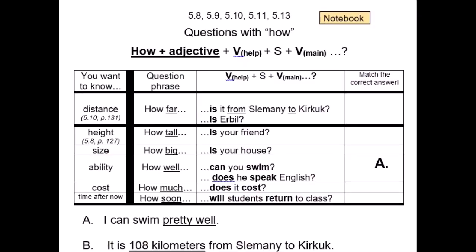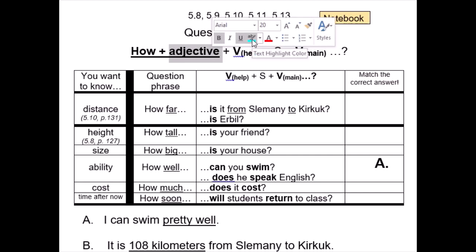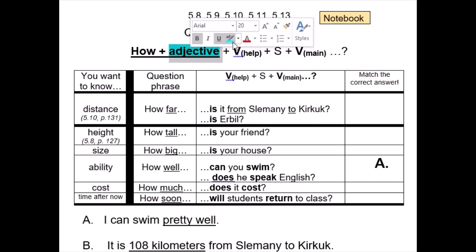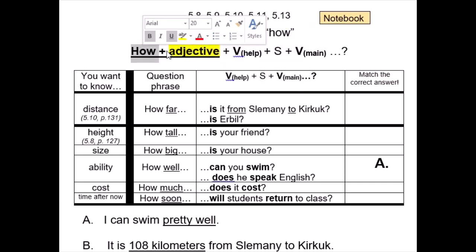All right, so this is chapter 5 in Azar, and for your notebook, we're going to introduce questions with how, okay? How plus adjective, and then you use a helper verb, subject, and main verb, okay? So it's the same word order as using where or when, but the different idea is we put an adjective after the question word how, okay? So there are different details.